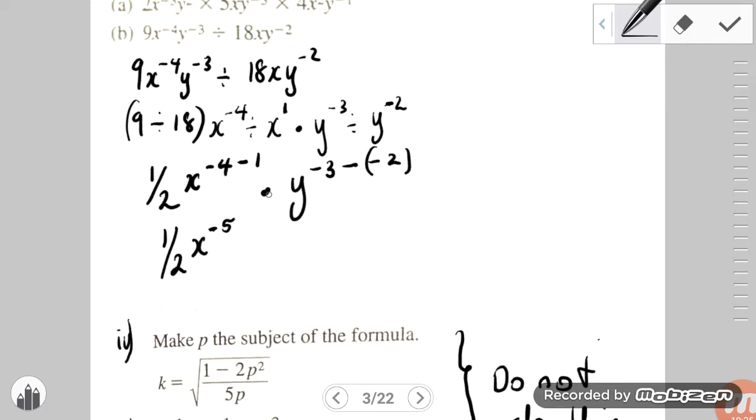This multiplication sign just means that we're going to merge the y together here. Minus 3, when two negatives clash, we get a positive result. So minus 3 plus 2 is equal to negative 1. So that's it for that question. The answer is a half x to the minus 5, y to the minus 1.